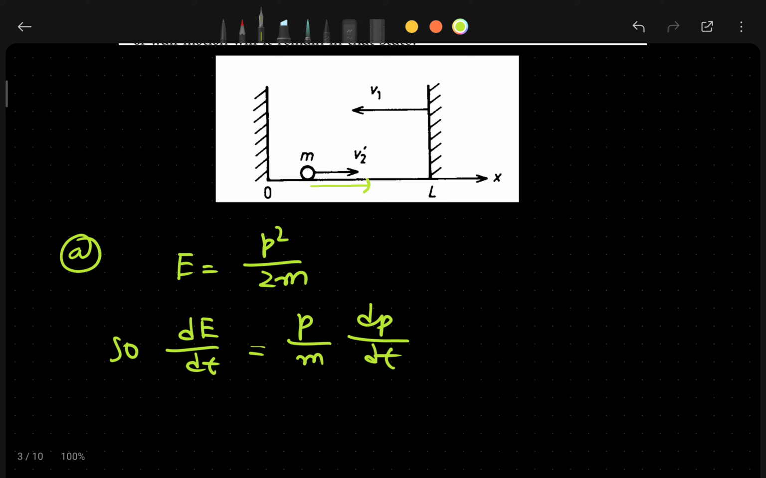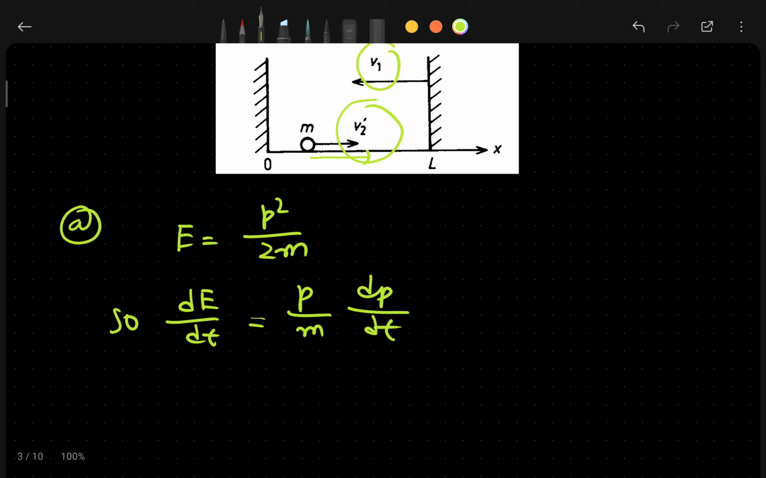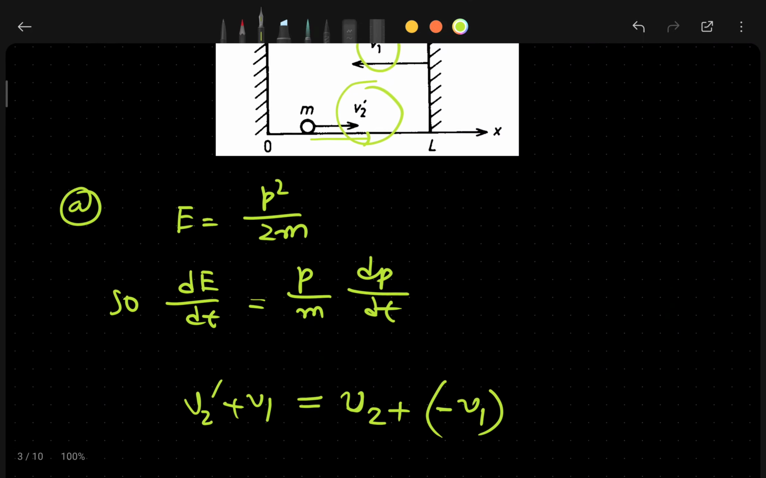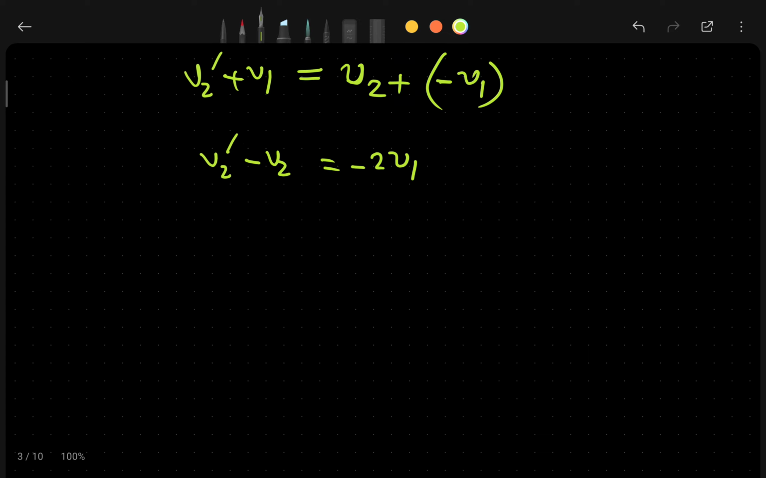Because the collision is perfectly elastic, the speed of the ball relative to the right wall before and after bouncing remains the same. Then we have, this is v1 and this is v2: v2 prime plus v1 equals v2 minus v1, where v2 is the speed of the ball before bouncing. Thus v2 prime minus v2 equals minus 2 v1, and the change in momentum delta p equals m times (v2 prime minus v2), equal to minus 2 m v1.